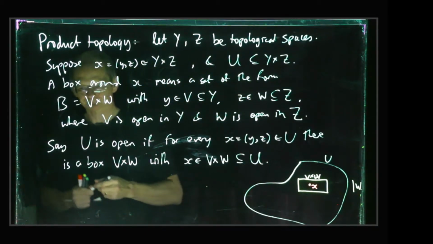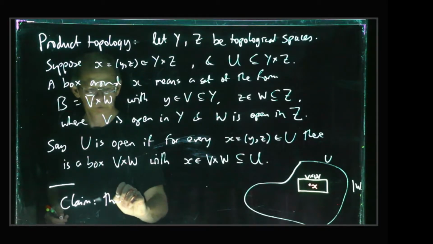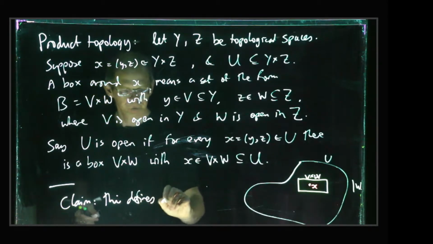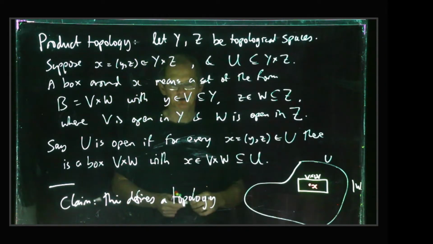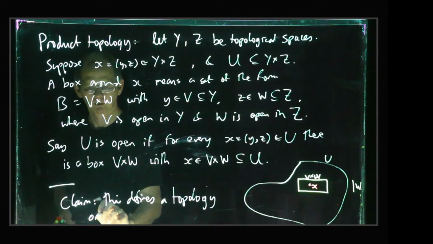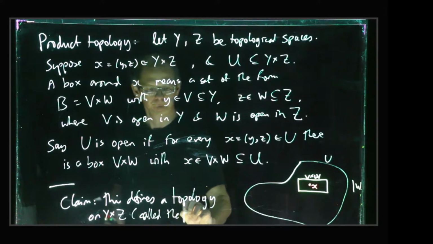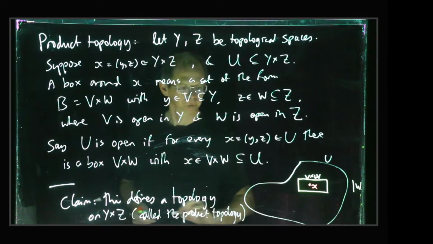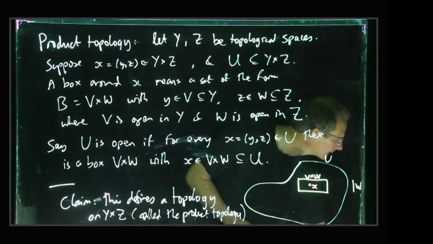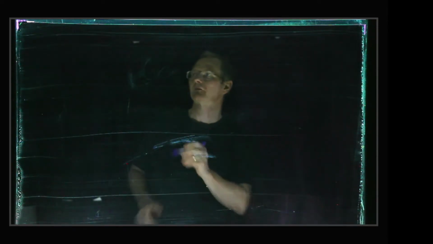So the key claim is that this defines a topology on Y cross Z, which we're going to call the product topology. Okay, so we want to prove that the product topology is a genuine topology, but before we do that, we're going to have a couple of lemmas.